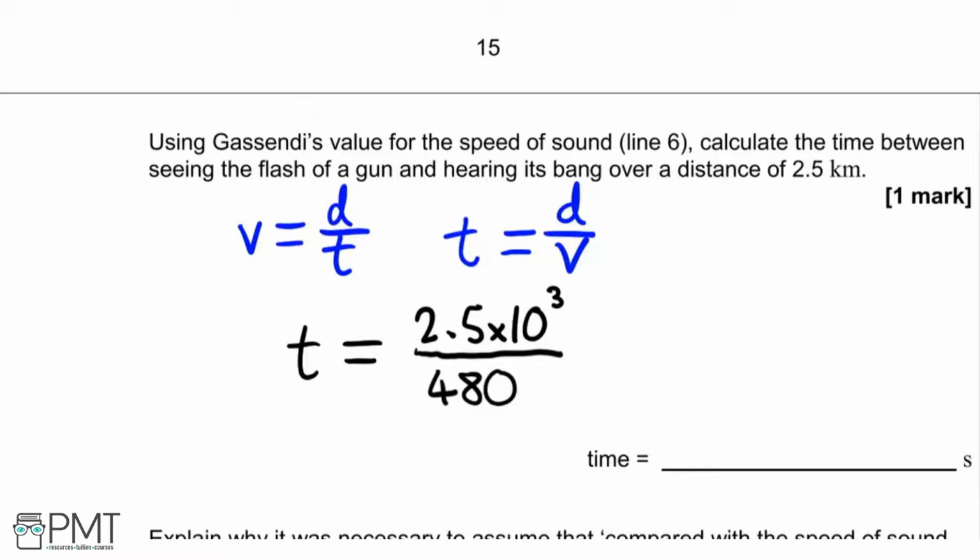That's an example of where you could slip up, and where this is a 1 mark question, you either get the mark or you don't. If you'd use 2.5 meters, for example, you would unfortunately miss that mark. So the answer there should be 5.2 seconds. Now, there's no need to round that value any further because the values that were given are already to 2 significant figures, and our answer is to 2 significant figures. So we need to keep that consistent.